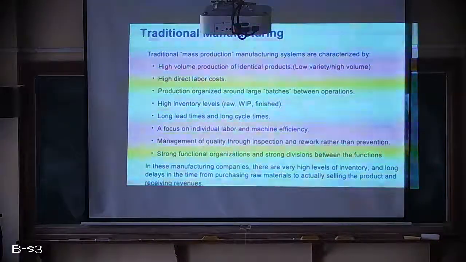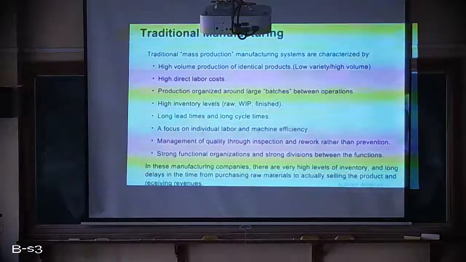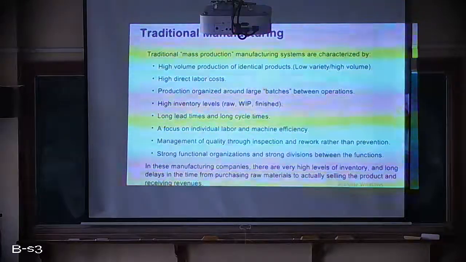Everything is standardized. Strong functional organizations and strong divisions between the functions. Of course, traditional manufacturing requires a strong functional organization. They should have a clear-cut functional hierarchy and levels, and responsibility needs to be fixed among the levels. Otherwise things won't go as planned. There is also a need for strong divisions between the functions, so a clear-cut distinction of divisions is required.